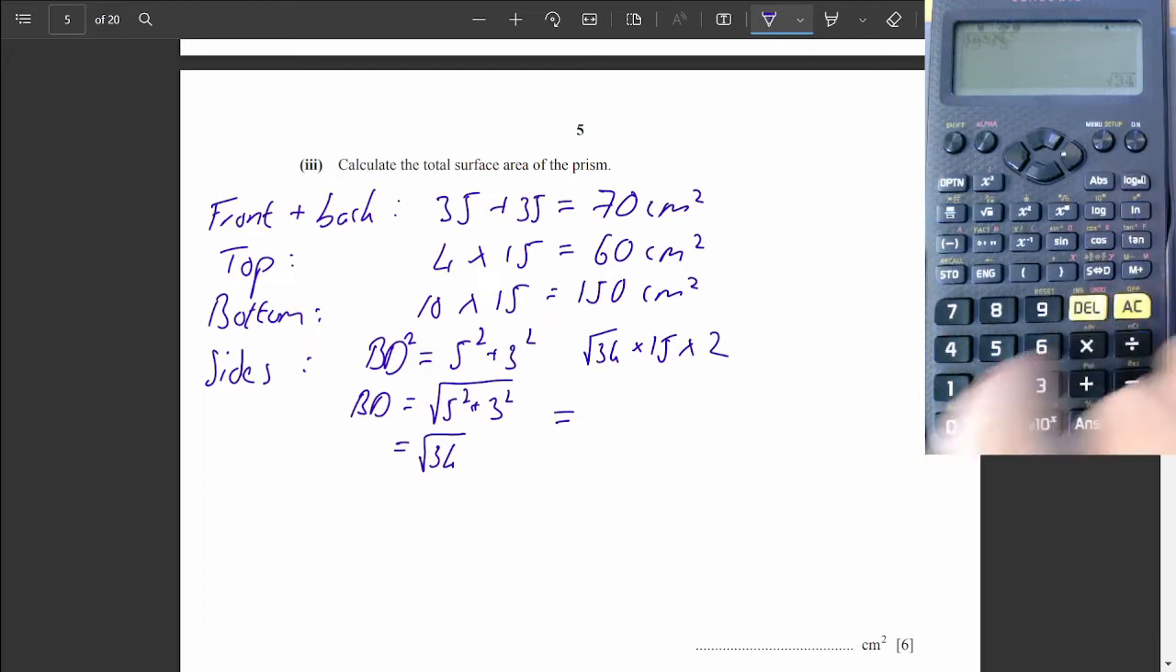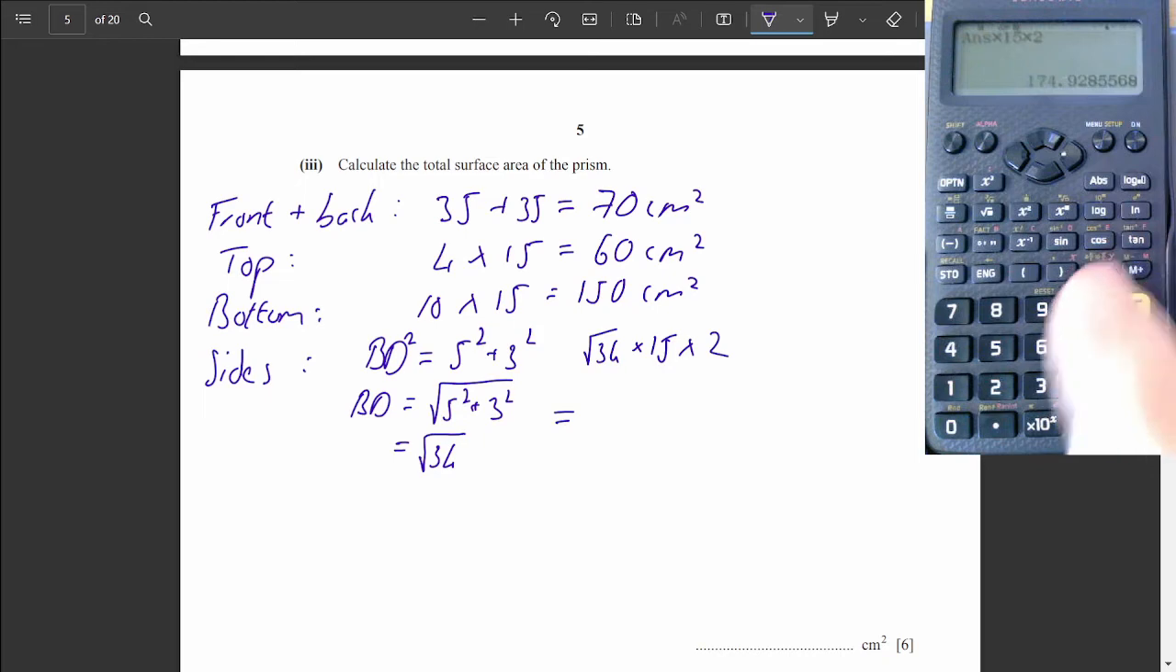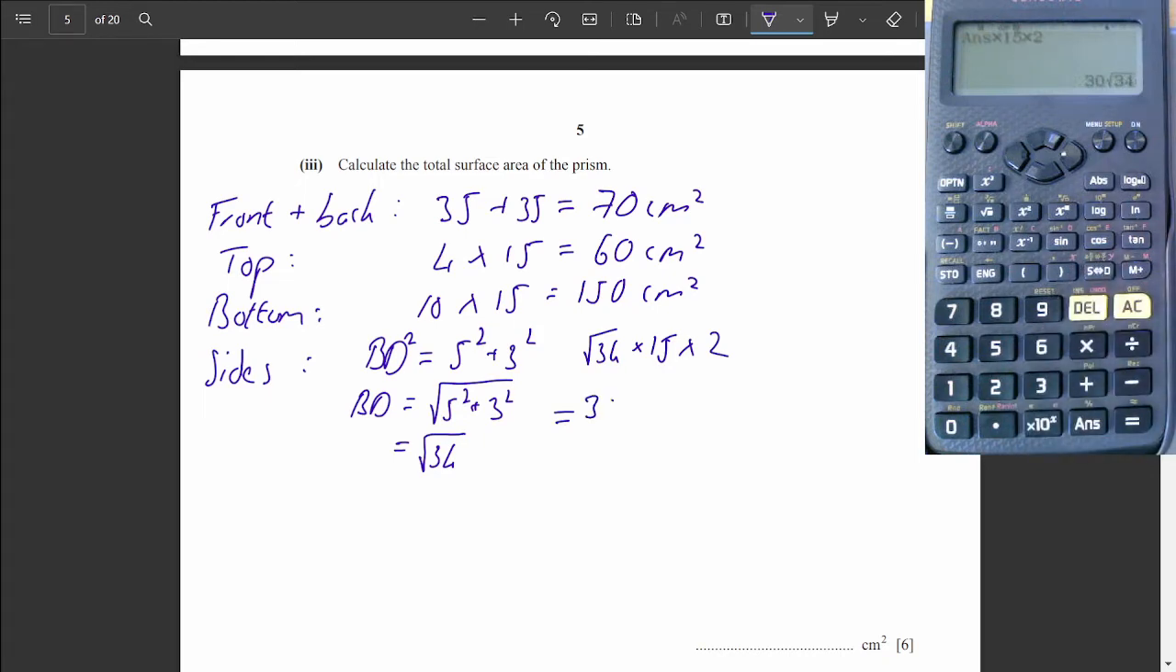And we do that on the calculator. Let's still leave it in surd form. Now we can add together our sides, 70, 60, 150, and that one. I still have that on my calculator, so I just add the 150, add the 60, add the 70, and bam.